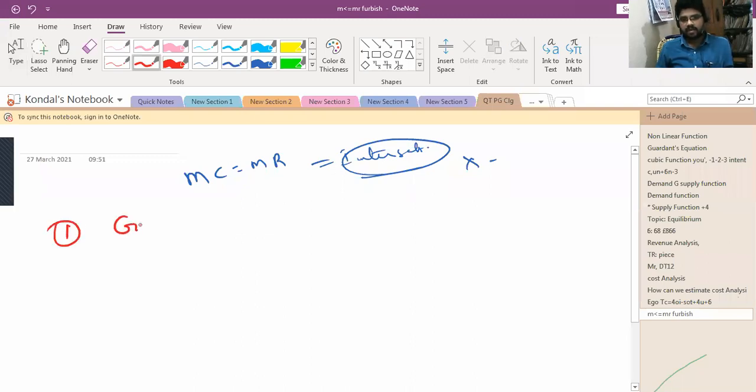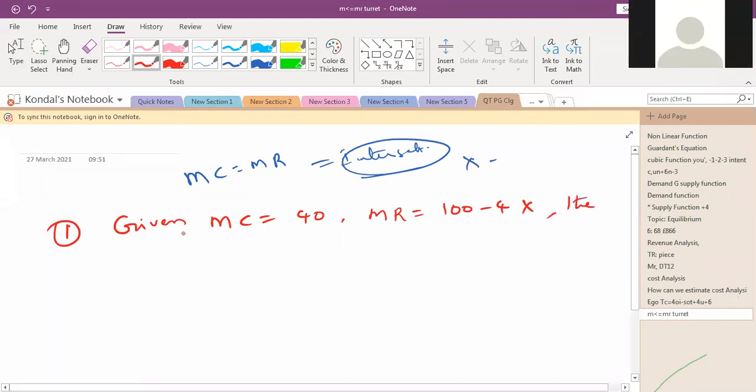Okay, so given MC is equal to 40, MR is equal to 100 minus 4x. The value of x is?